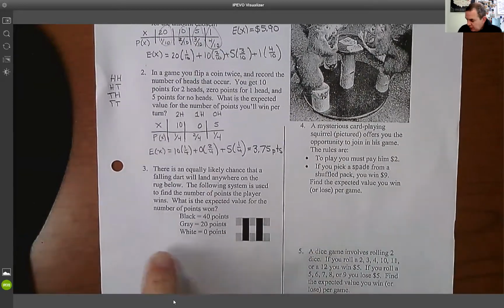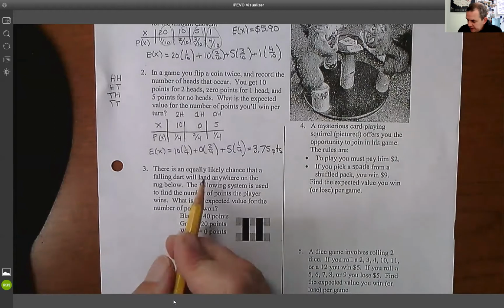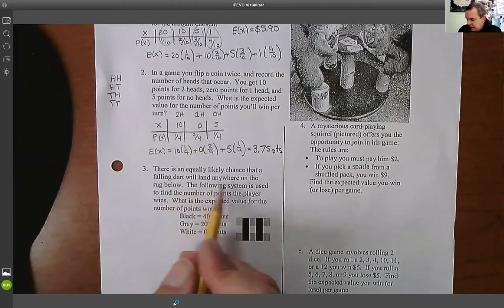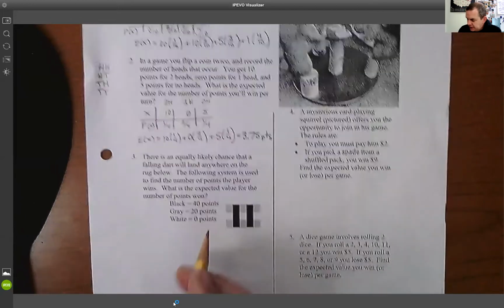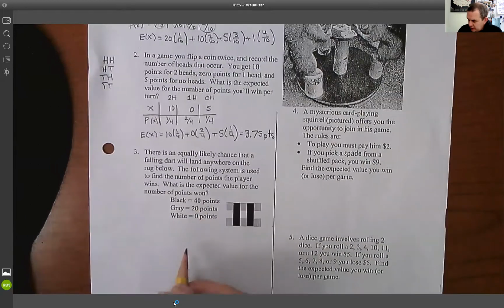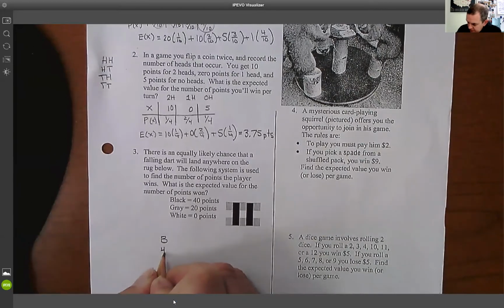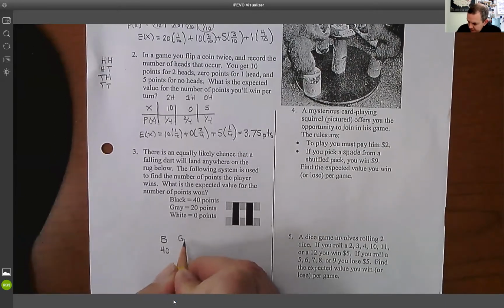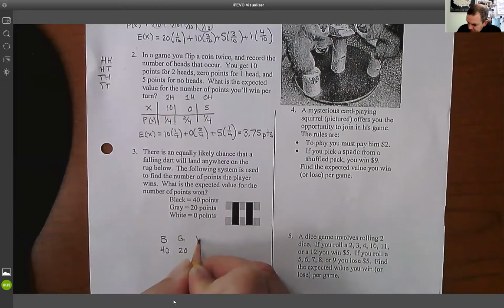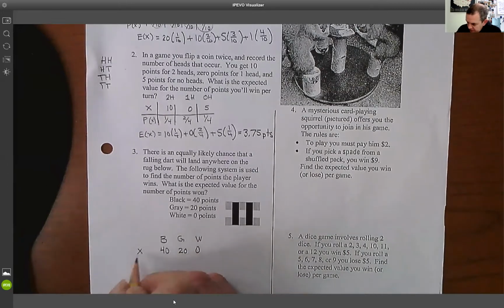Okay, number 3. Number 3 says there's an equally likely chance a falling dart will land anywhere on the rug below. The following system is used to find the number of points for players. So black is 40 points, gray is 20, and white is 0. So those are my outcomes.